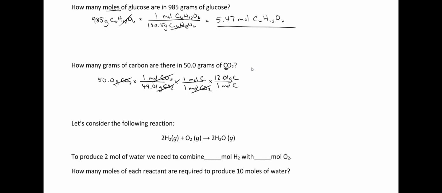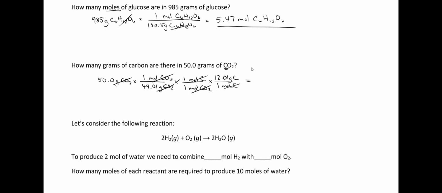And let's go ahead and solve this. And again, moles of carbon cancel. As you're going through this, just make sure that all of these make sense. 50.0 grams is what you're given. 44.01 grams of carbon dioxide is equivalent to a mole. We've already established that. Every mole of carbon dioxide contains 1 mole of carbon. Every 1 mole of carbon has a mass of 12.01 grams. So all of those statements are true.